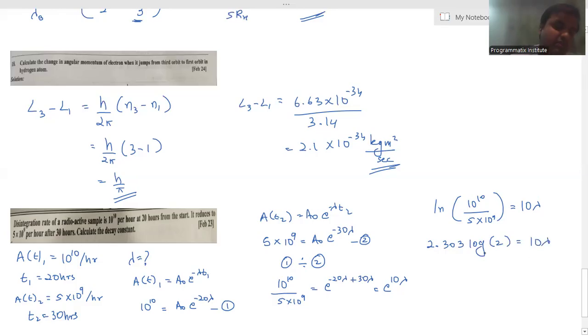See, if you notice, I'm using only one formula, nothing new, and I'm just simplifying things. Okay, so again, I know this value, right? Log 2 with 2.303, the final value will be 0.693 equals 10 lambda. Or you can directly substitute the value of log 2, which is 0.693. And finally, you can find lambda, which is 0.0693, and the unit will be per hour.